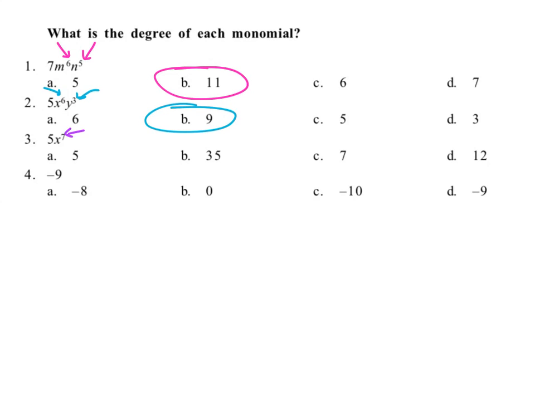Sorry, I'm trying to write an arrow and it's not working. Then the degree of this monomial is 7.